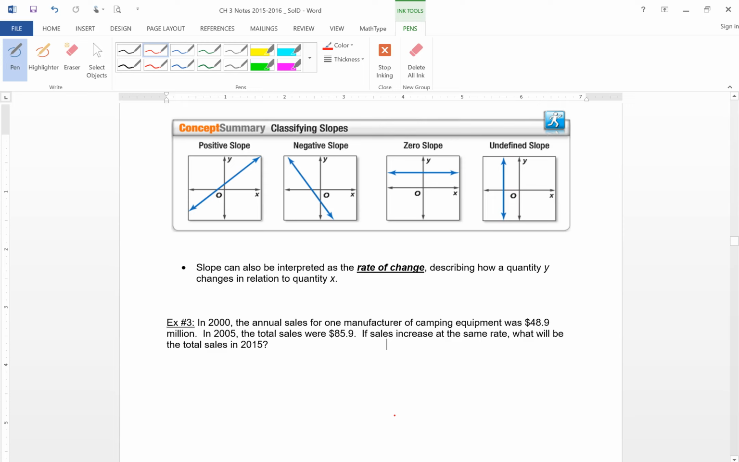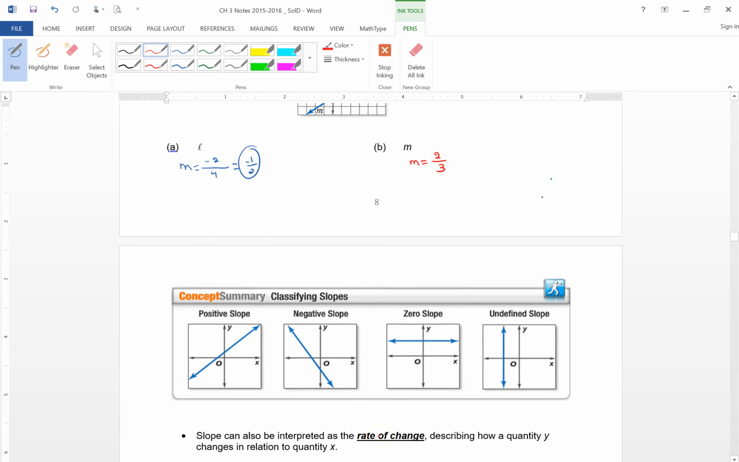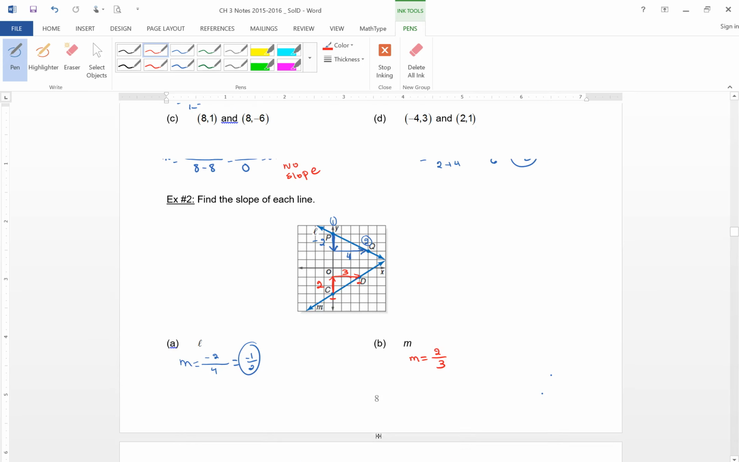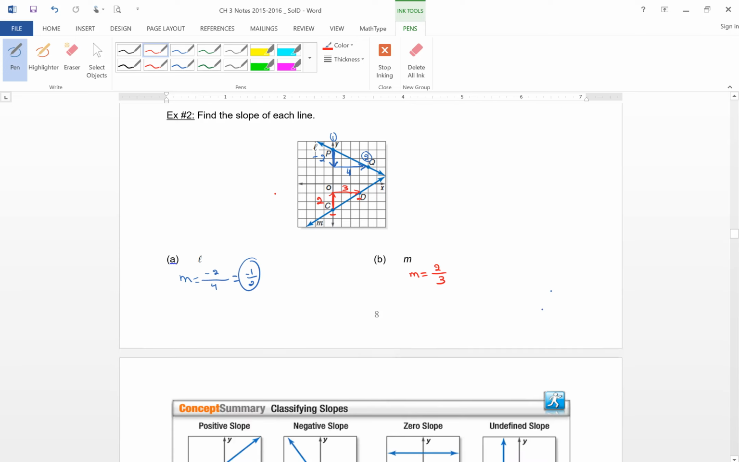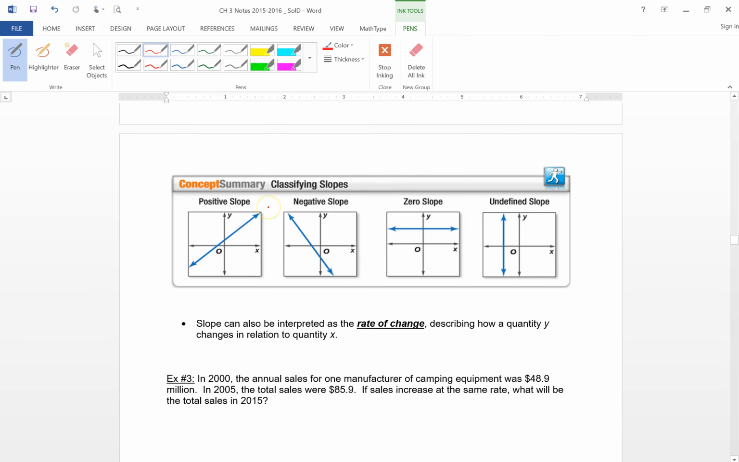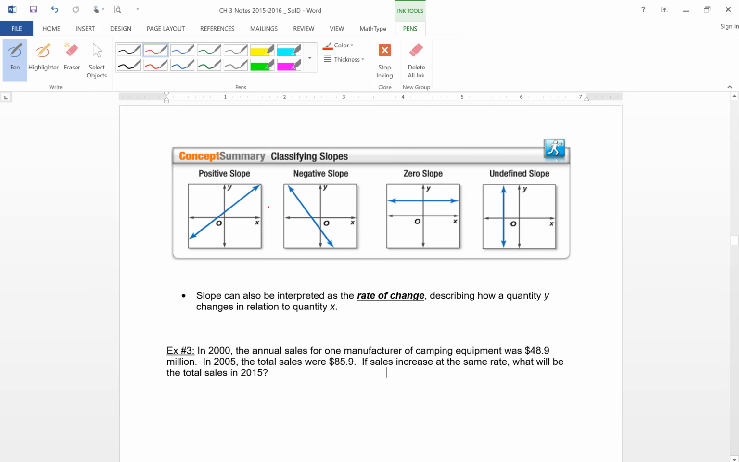So let's talk about what the different types of slope mean. We have found slope several times now. Sometimes for the slope we got a negative value. Sometimes we got a positive value. Sometimes we got 0 or undefined. These are the 4 possibilities. Okay? Now, just like the points, lines in math are also read left to right. If you look at this line, from left to right, the line is going up. Okay? It's increasing. That means it has positive slope.